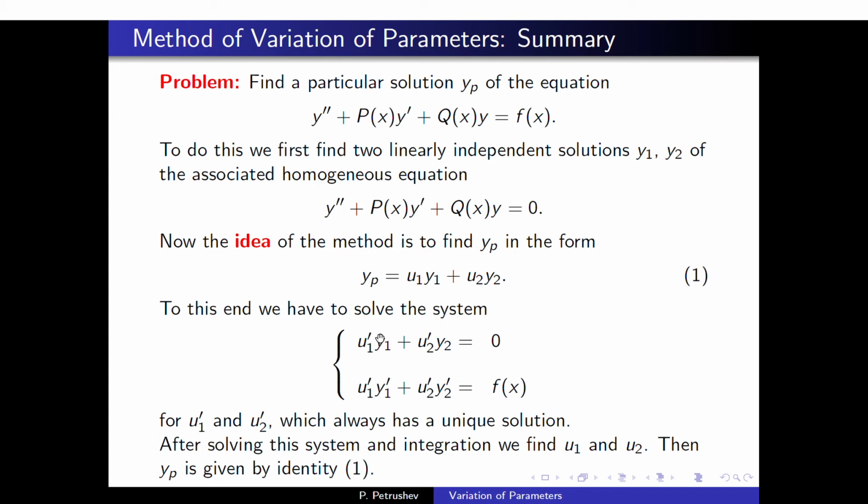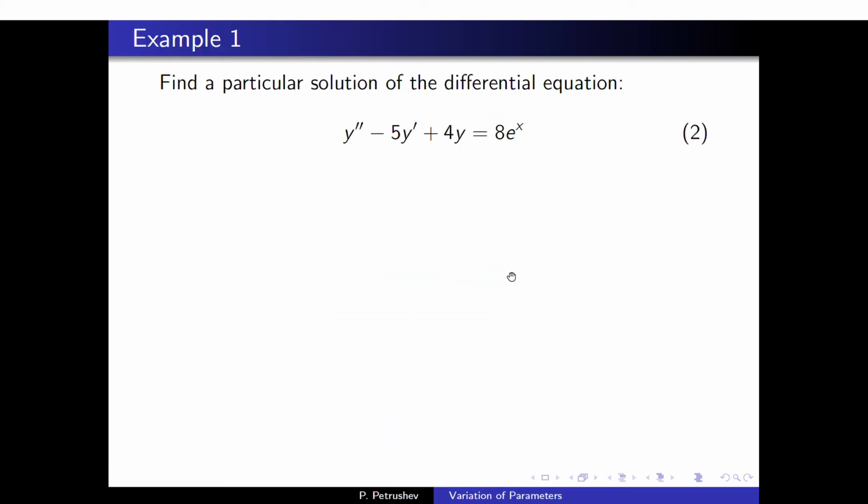Now we solve the system. It always has a unique solution, and then we integrate to obtain u1 and u2, and then the particular solution that we are looking for is given by this formula. Now I'm going to consider two examples.